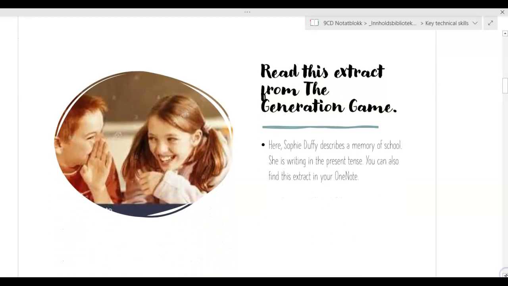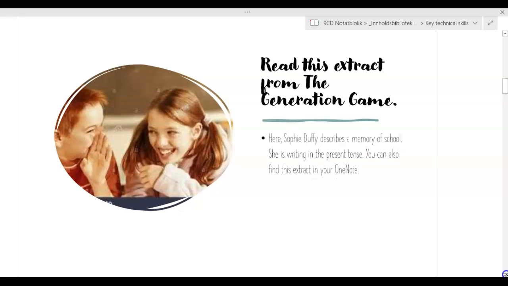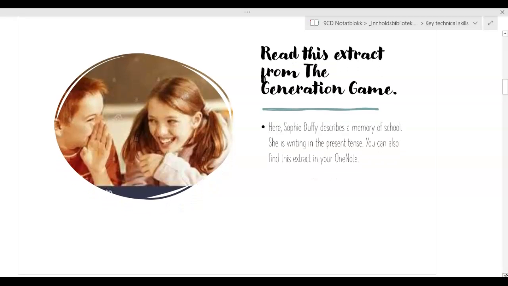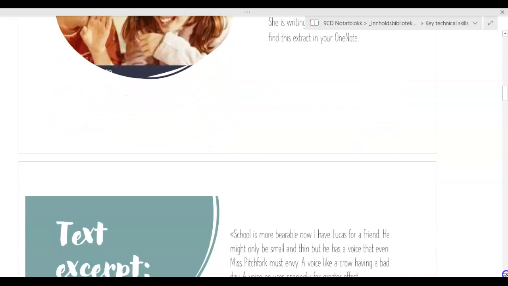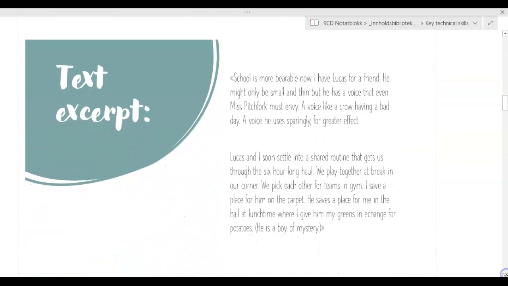All right, read this extract from The Generation Game. Here, Sophie Duffy describes a memory of school. She is writing in the present tense. You can also find this extract in your OneNote. You'll find it in the task page, and I will show you in a minute. This is an extract from a book. I'm going to read it to you.